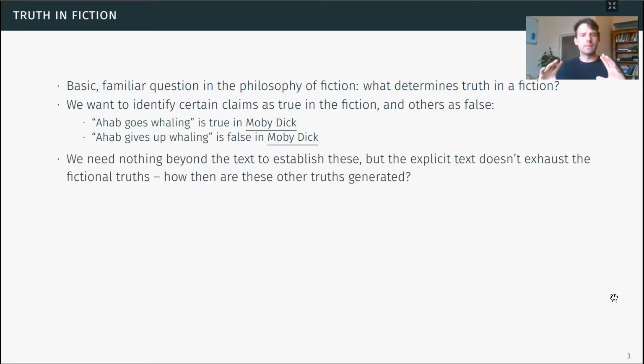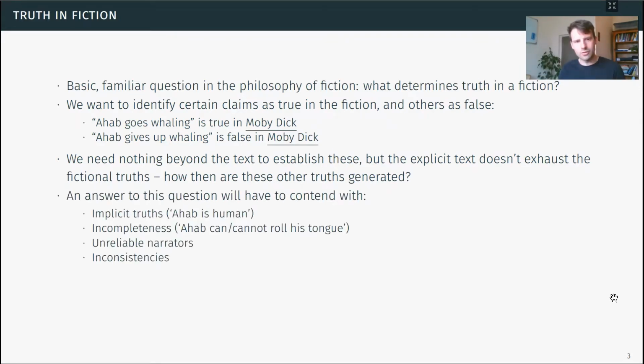Now, these statements are perhaps less of a complex issue for us to deal with. We don't need anything beyond the text to establish them. We simply need to look at the sentences that are directly included and interpret what they are supposed to mean. But the explicit text does not exhaust the fictional truths. So we get the question, how are these other truths that go beyond those explicitly stated generated?